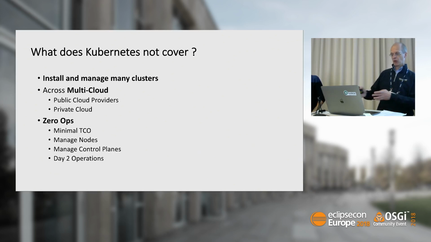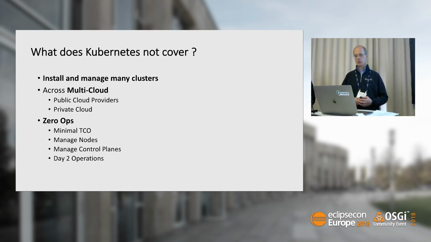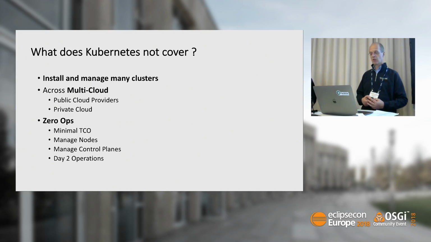And we want to go one step farther. So we want to go from DevOps, partially automated in Kubernetes, to zero ops if possible. I mean, there will be always some edge cases. So we target minimal TCO. We also want to manage the nodes from Kubernetes, which is currently not the case. We also want to manage the control planes of the clusters where the applications run. And we want all the day 2 operations, so the updates and stuff like that.